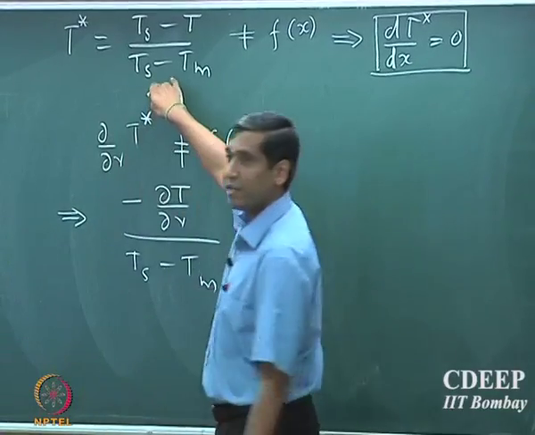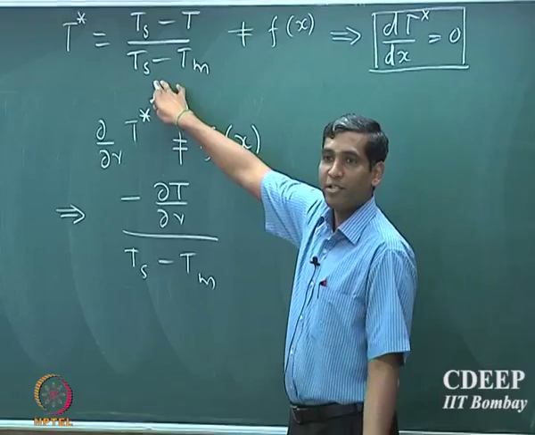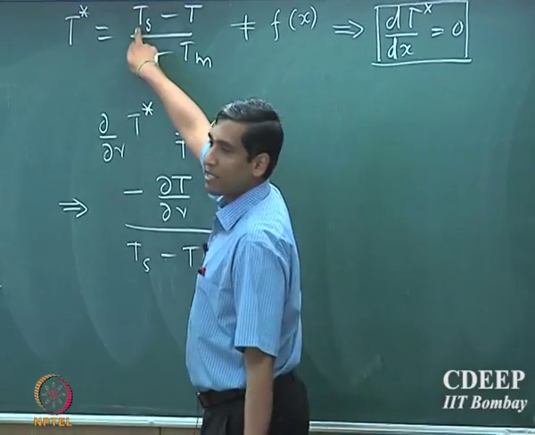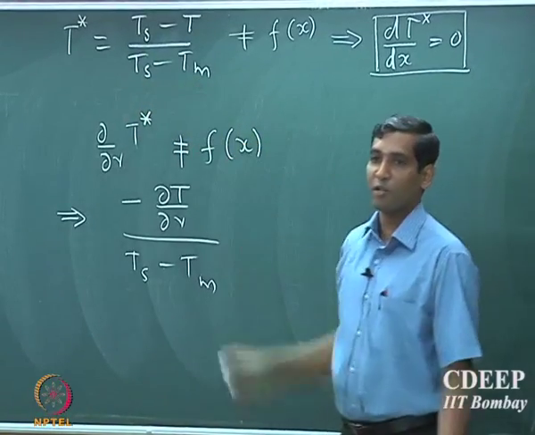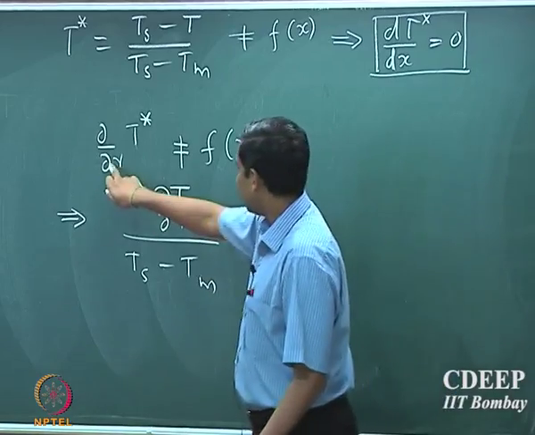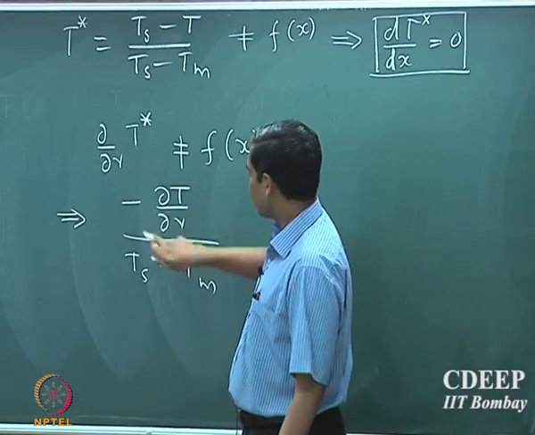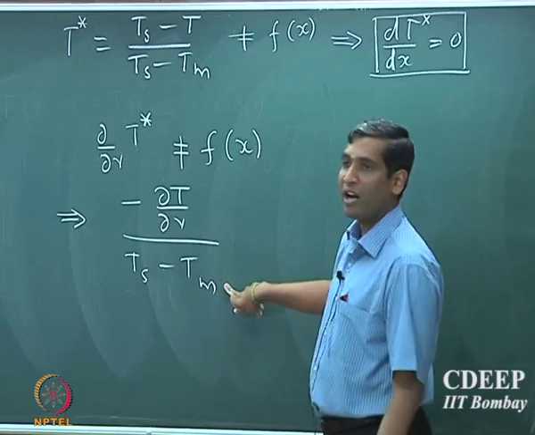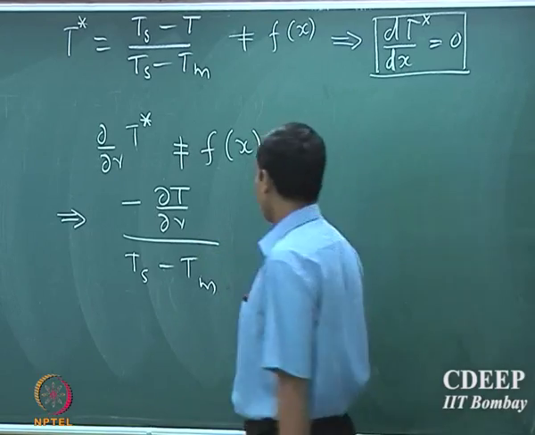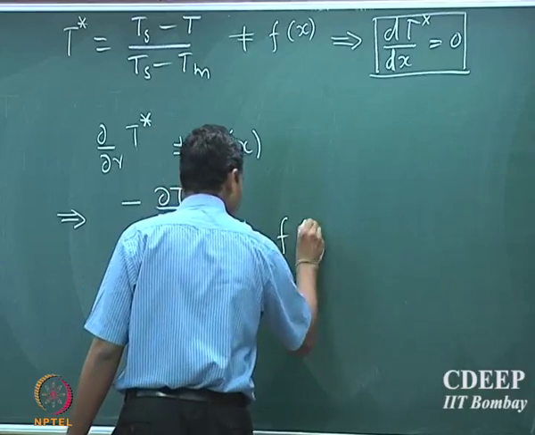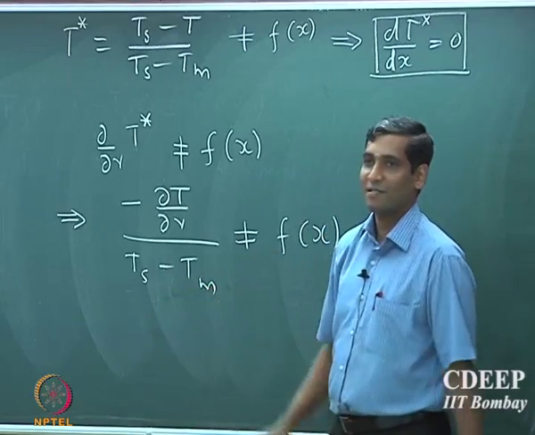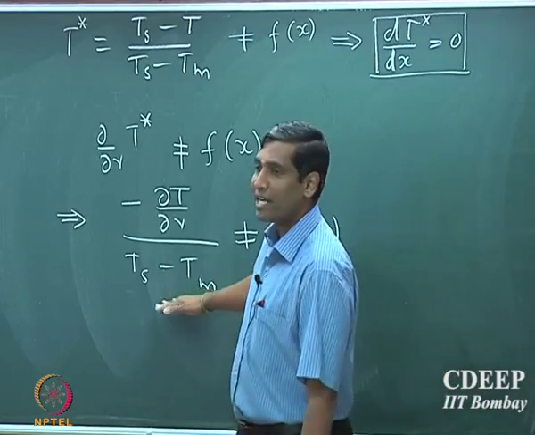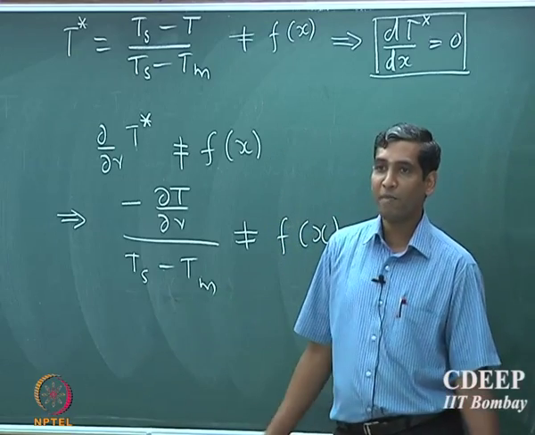So all I have done is I have differentiated the dimensionless quantity. Okay, so Ts is not a function of radial position and Ts and Tm both are not functions of radial position. So dT star by dr is nothing but minus dT by dr divided by Ts minus Tm. So that's not a function of the axial position. What is this form? What is this ratio minus dT by dr by Ts minus Tm?